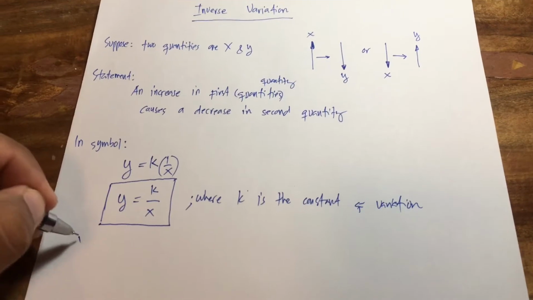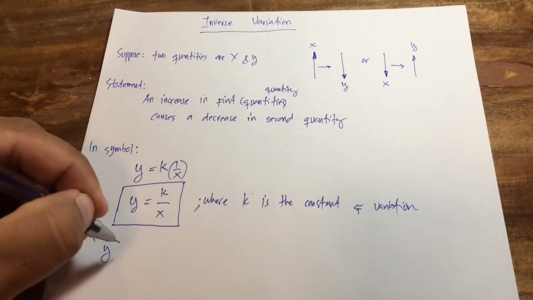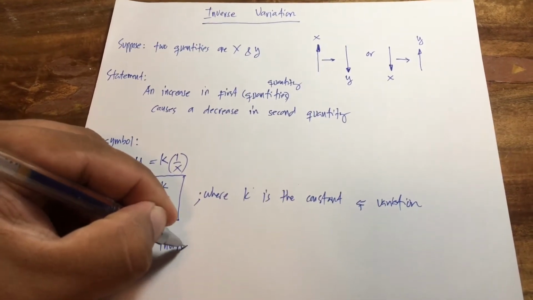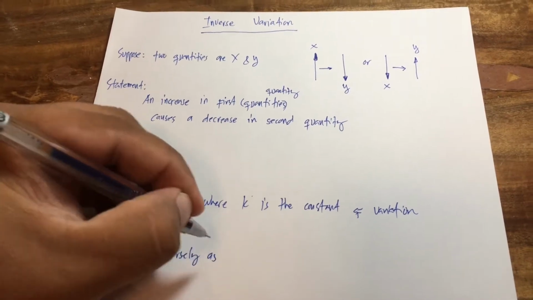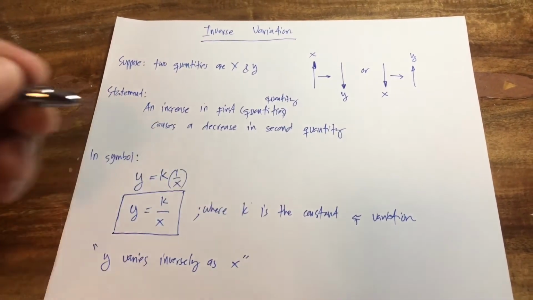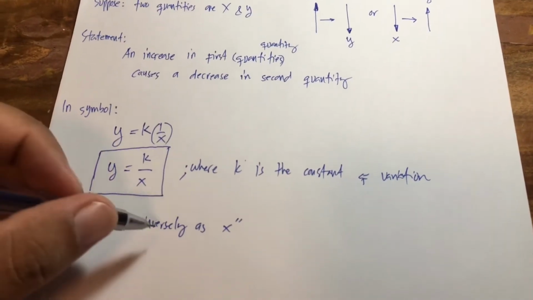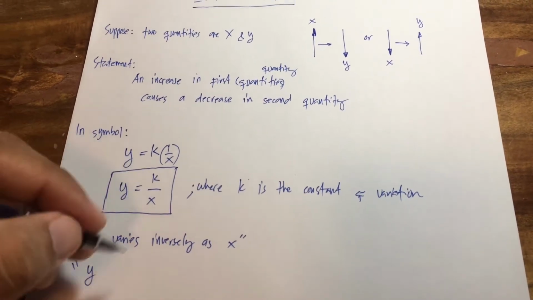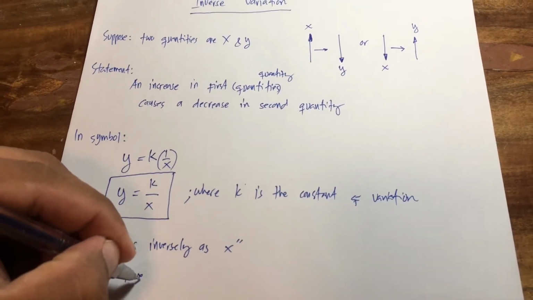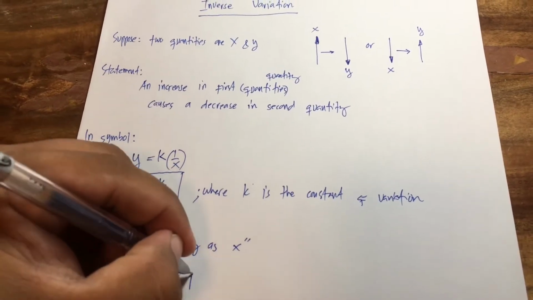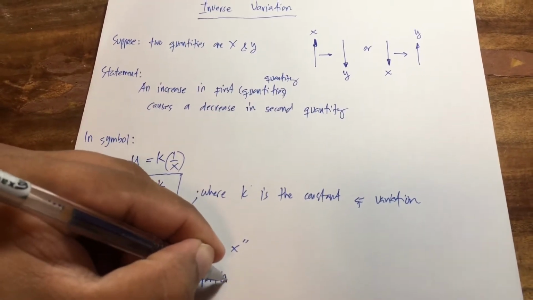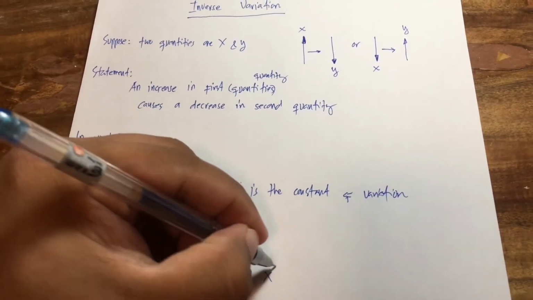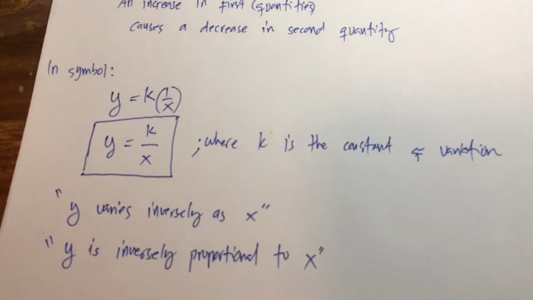This is the inverse variation. This can be technically read as y varies inversely as x. Okay, so y varies inversely as x, or it can be read also as y is inversely proportional to x.